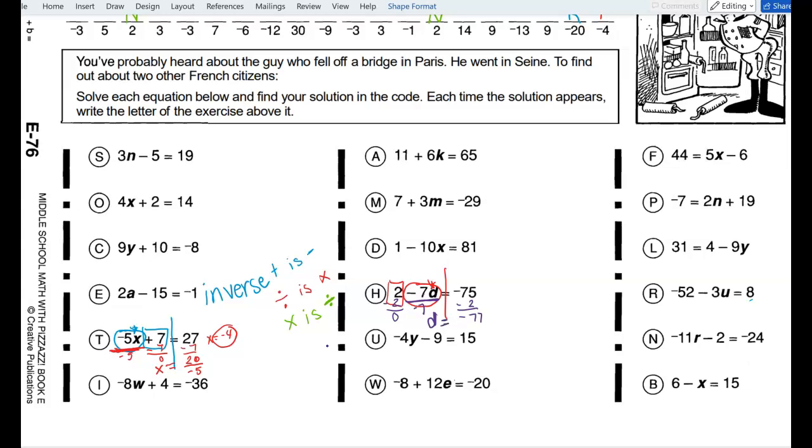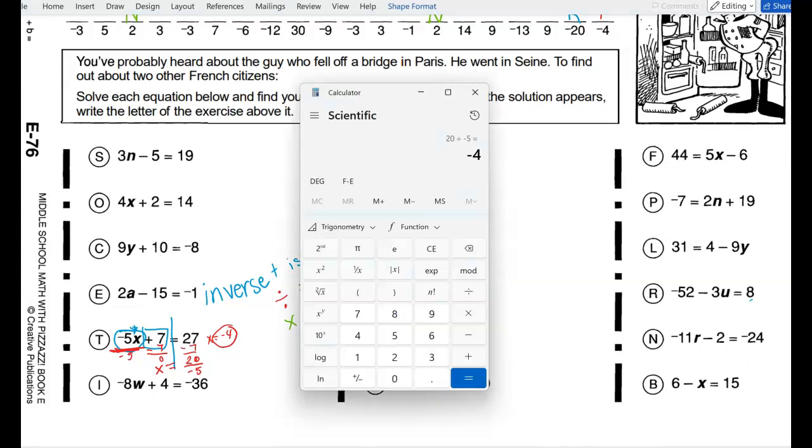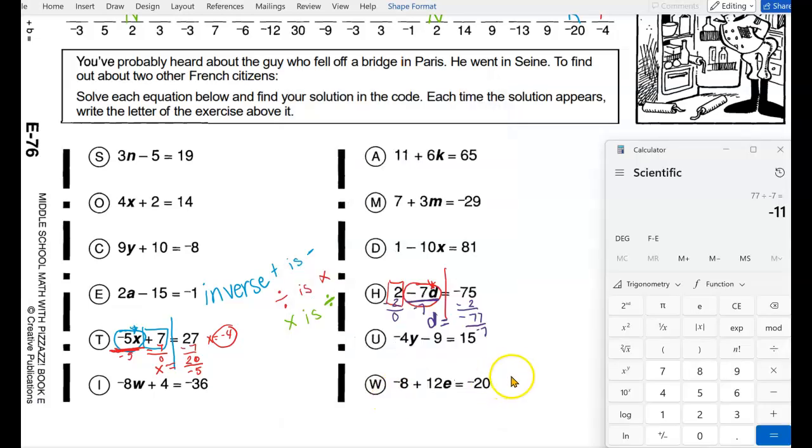And what we do to one side, we do to the other. What were we doing? We divided by negative 7. 77 divided by negative 7 is... 77 divided by 7. What kind of 7? Negative. Equals negative 11. Students, Mrs. Niebuhr made a mistake. I did not put in negative 77. I just put in 77 divided by negative 7, and that gave me negative 11.